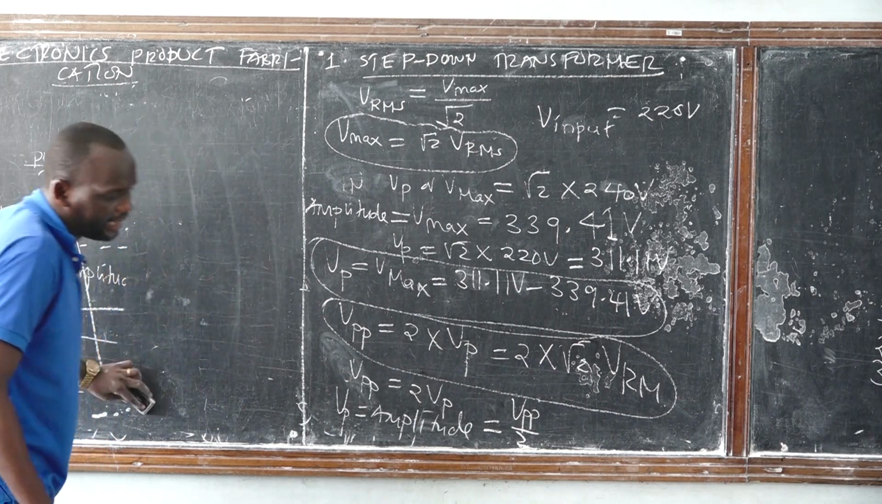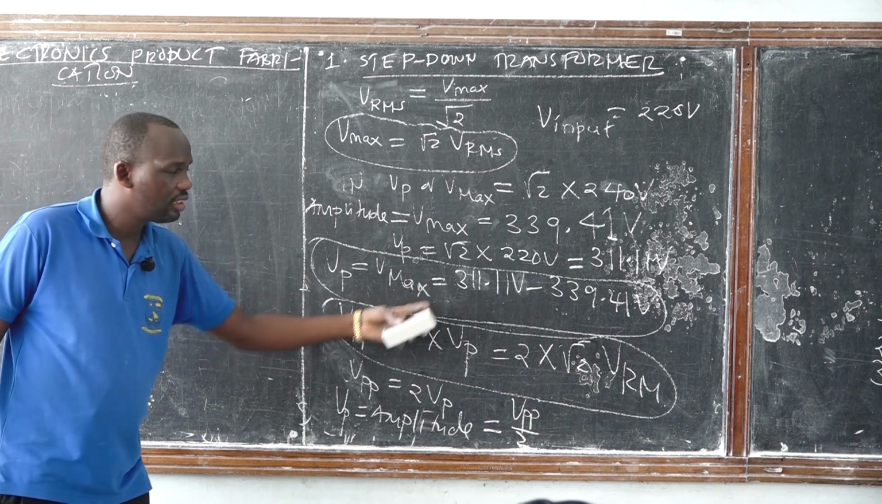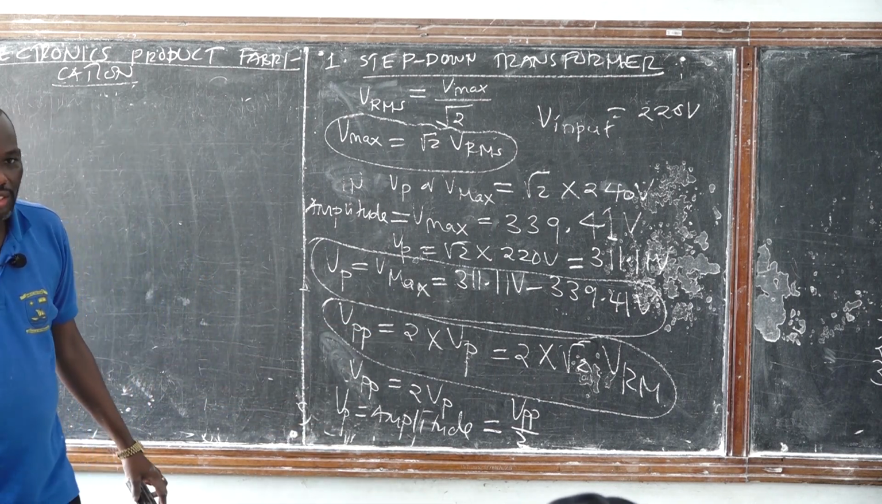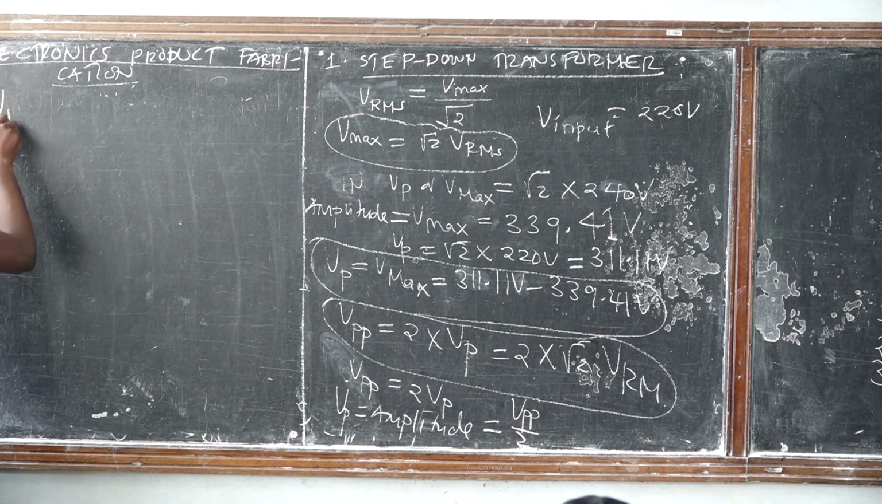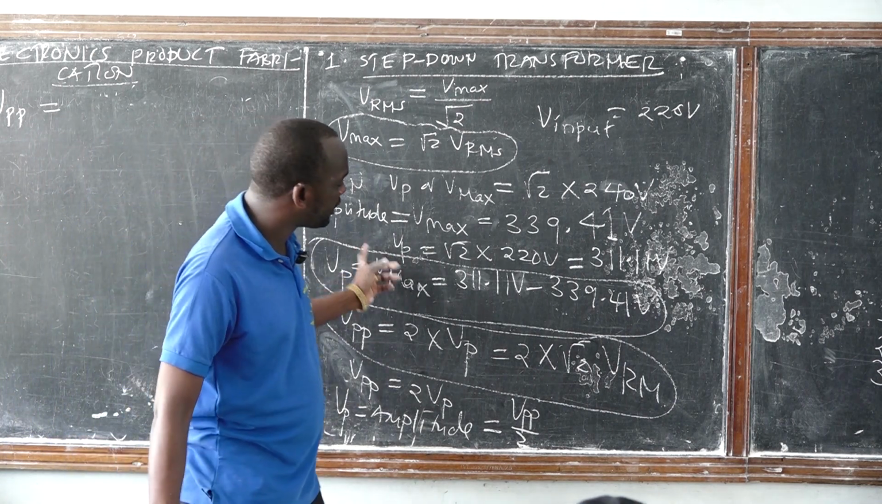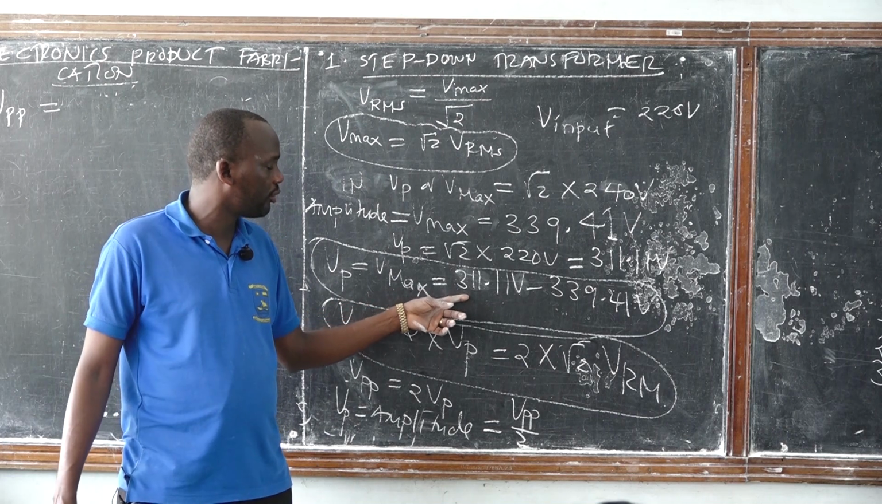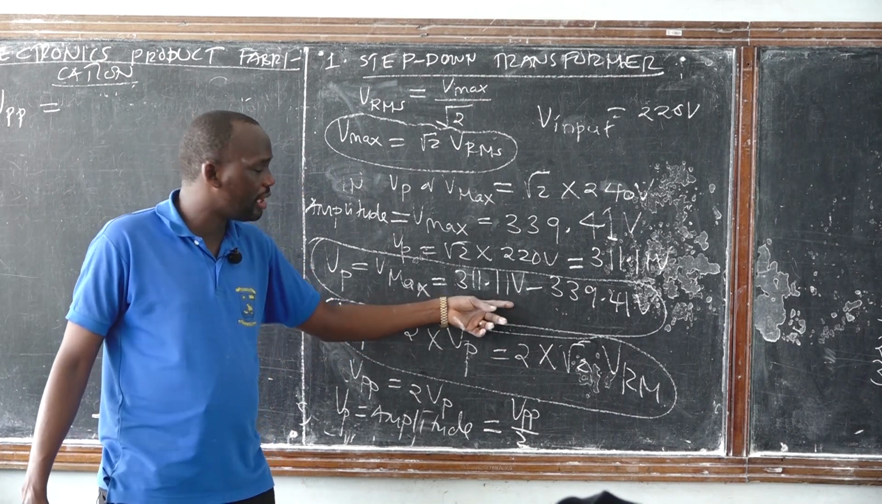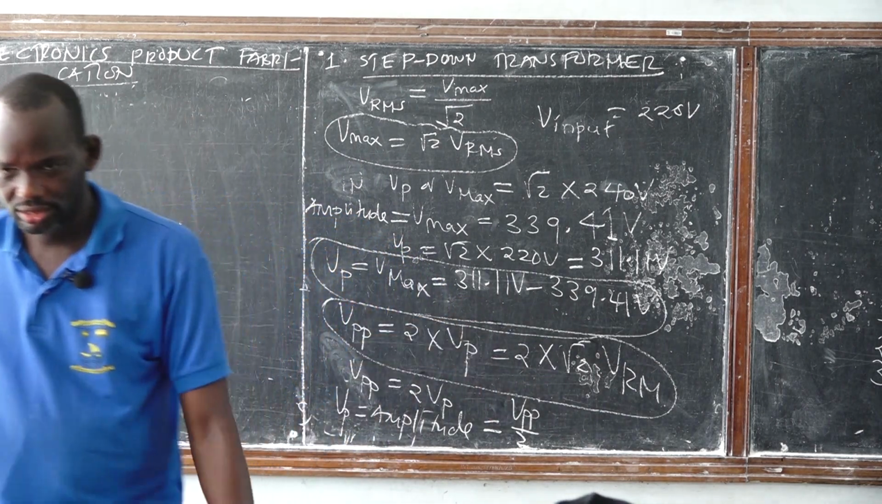So now, while I'm cleaning the blackboard, can you calculate the minimum V peak to peak and maximum V peak to peak? So the range of V peak to peak is equal to what? Calculate the maximum V peak to peak when this is the maximum voltage, and then when this is the maximum voltage. Give me the range.